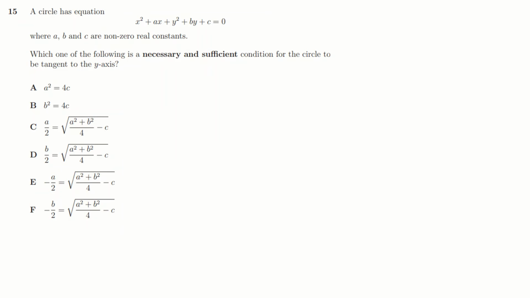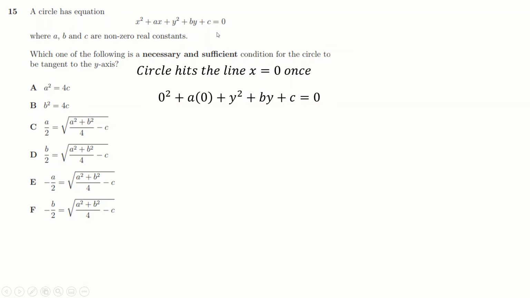Question number 15. We're getting through it quite nicely now. This question I went down a very dark alley for a while until I realized there was a much easier way of doing it. So here's a circle, and I want it to be tangent to the y-axis. Now the y-axis is the line x equals 0. So if I solve this with the line x equals 0, which essentially just means putting x equal to 0 into this, which is what I've done, I want this to have one solution. If I want this to have one solution, it needs to have discriminant 0.